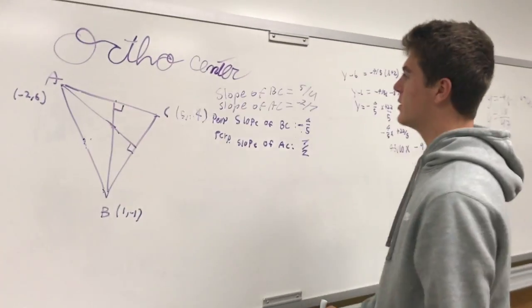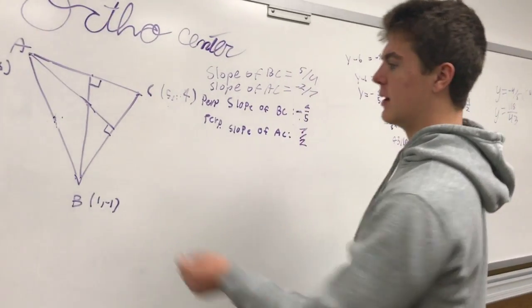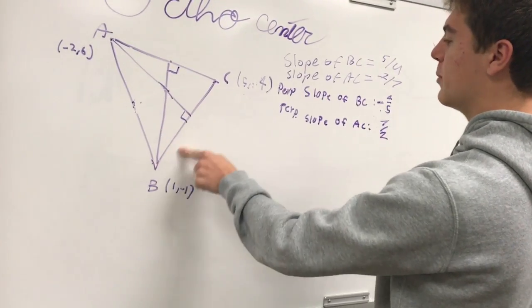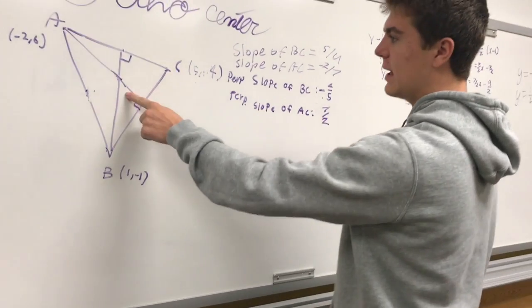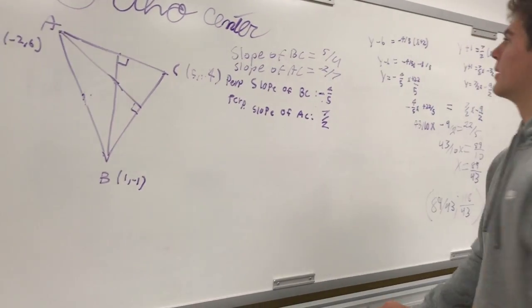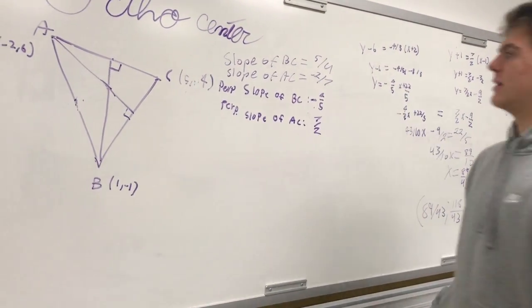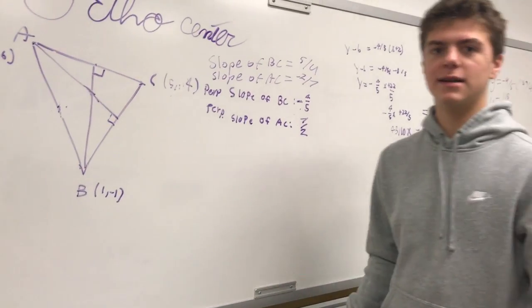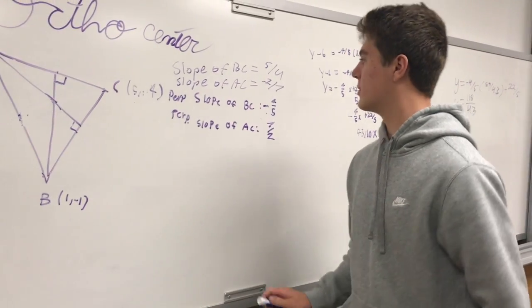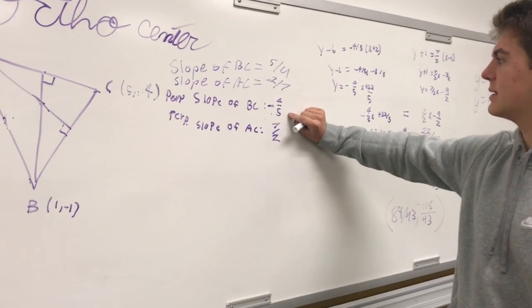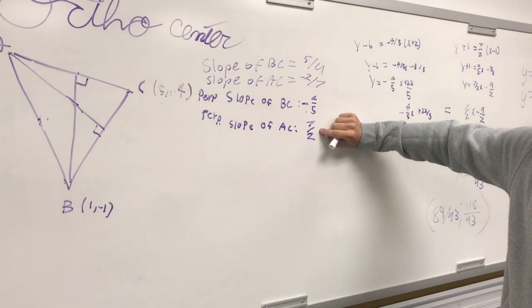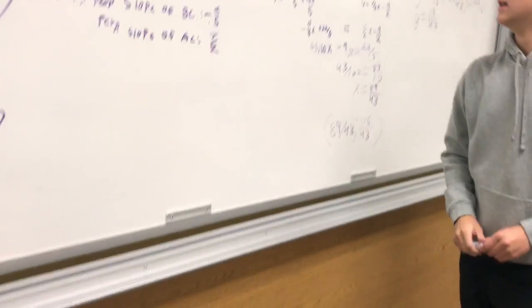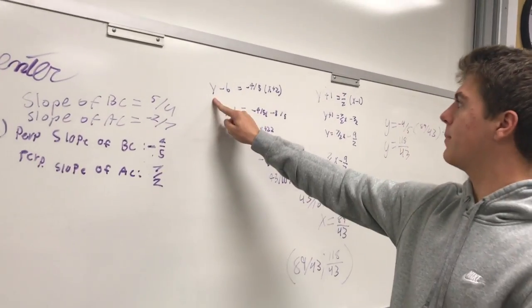So first thing we need to do is find the slope of BC. So BC is this right here. And we need to know the perpendicular slope so we can hit it at a 90-degree angle with our altitude. So the slope of BC is 5/4 and then the slope of AC is -2/7. So we're just gonna find the opposite reciprocal of the slopes, and we're gonna get for BC -4/5 and for AC 7/2.